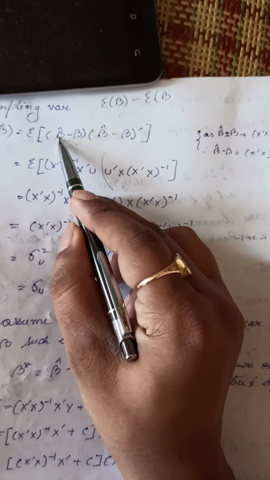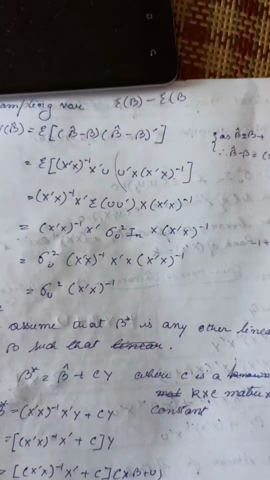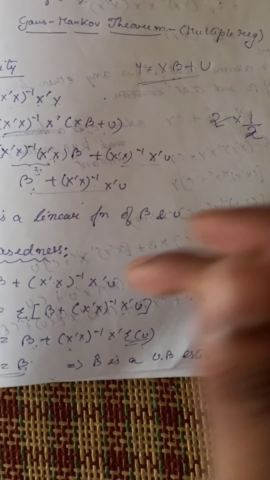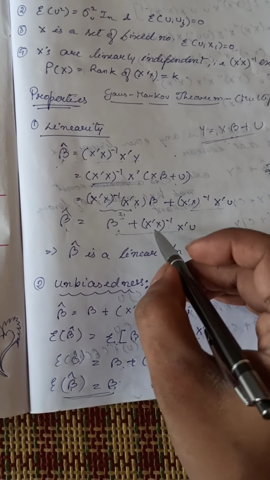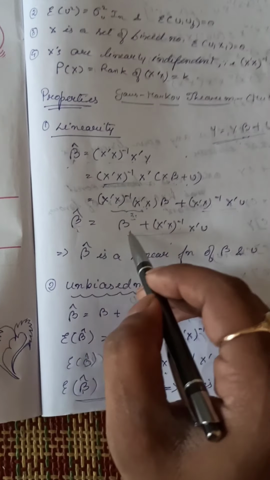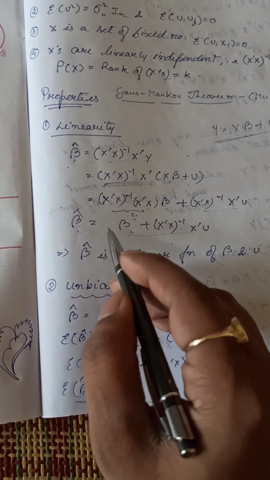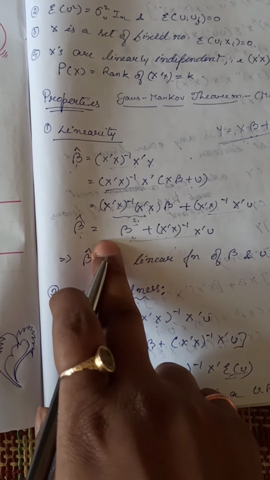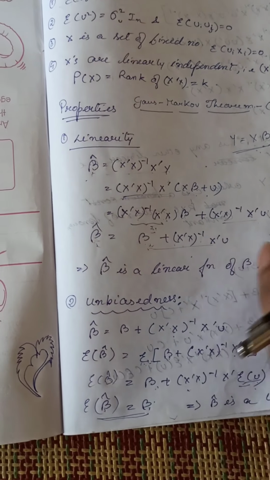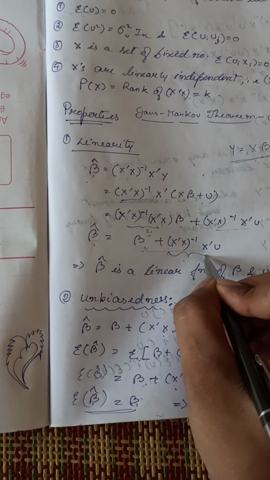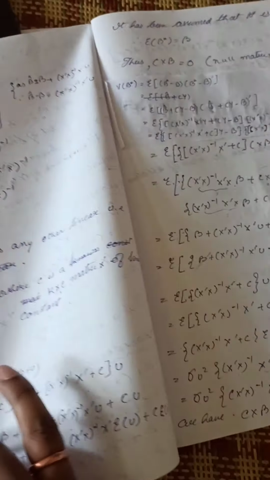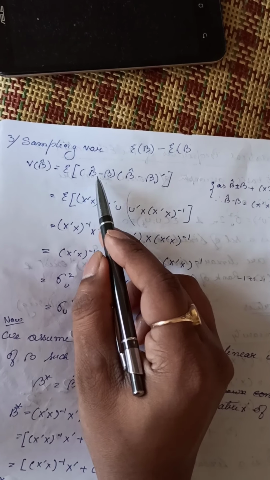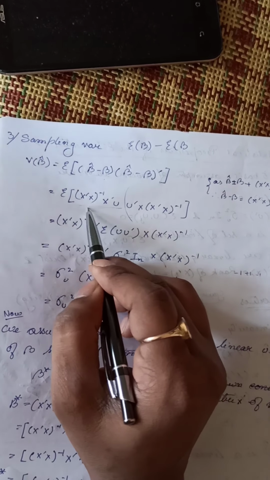Now comes this term, beta cap minus beta. What is the value of beta cap minus beta? This can be derived from the last line of the linearity proof. We have beta cap equals beta plus this term. If I take beta to the other side, we get beta cap minus beta equals only this term. So we will substitute this term in place of beta cap minus beta. We have substituted it over here.